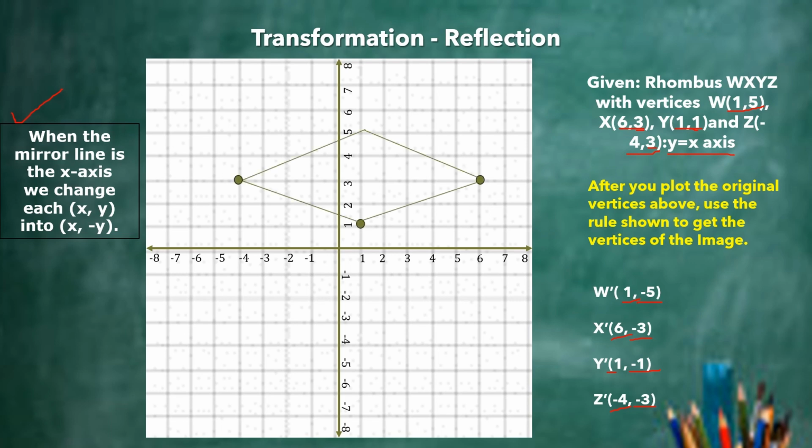So let's plot the pre-image. That is what that looks like, the pre-image. Now, for our image, we're going to plot our new points. We have 1 down to a negative 5, and we get this point. And then we have 6 down to a negative 3, we get that point. And then we have 1 and a -1, and we have a negative 4 and a negative 3. And then we connect them, and that's our reflection of that rhombus.